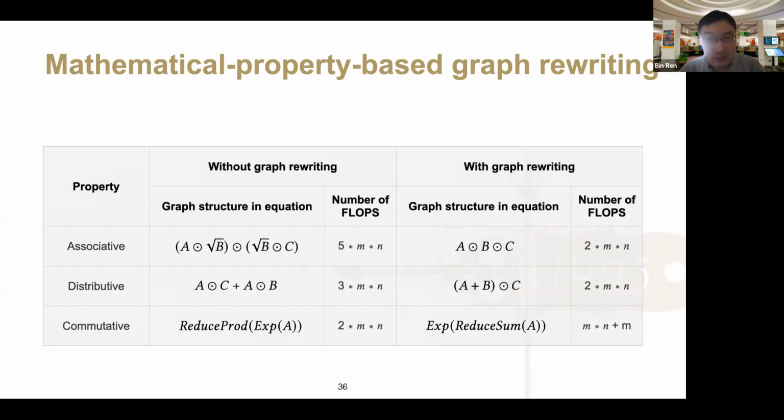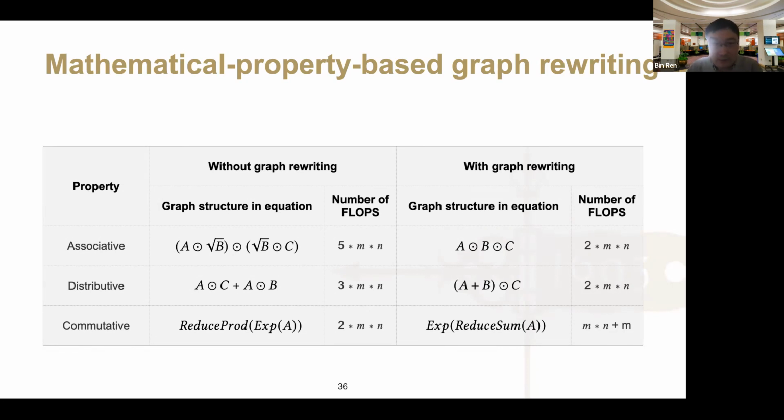Actually, we define these graph rewriting rules based on the mathematical properties of these operators. Especially, we explore three mathematical properties, which are the associative property, the distributive property, and the commutative property. And here we show some examples. These three equations are actually some computational graphs before the rewriting, and this part shows a subgraph after the rewriting.